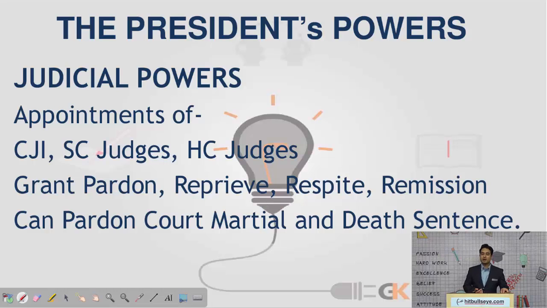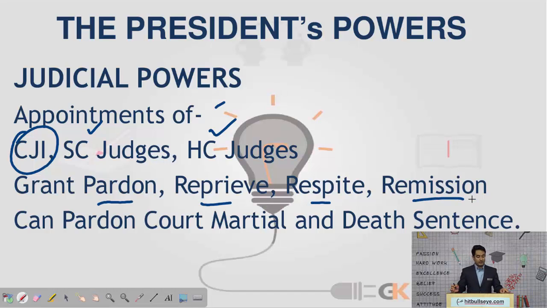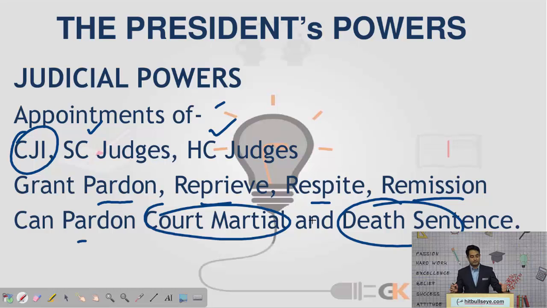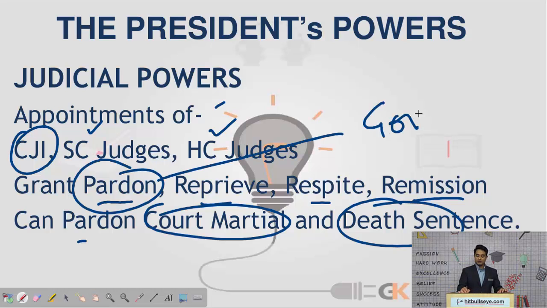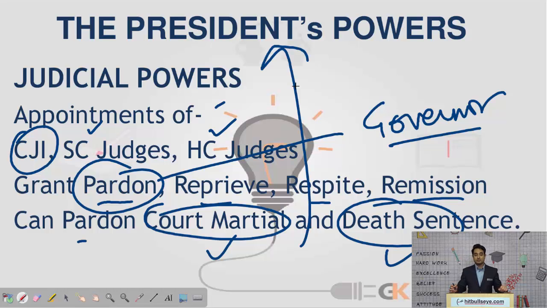The judicial powers of the president include the appointment of the Chief Justice of India, Supreme Court judges and High Court judges. He is also empowered to grant pardon, reprieve, respite and remission, and he is the only person who can pardon court-martial and death sentences. Although pardoning power is also provided to the governor, with respect to court-martial and death sentences, the power lies only with the President of India.